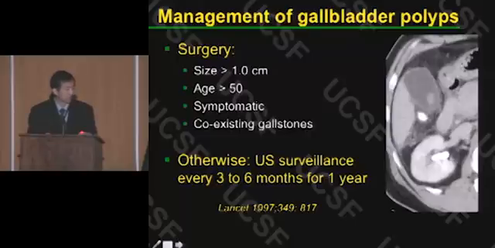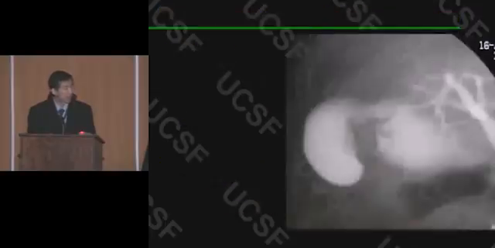But otherwise, ultrasound surveillance is reasonable for gallbladder polyps and doesn't require cholecystectomy. What do you think about this case? Sometimes people will show you an exam that you're not really familiar with looking at, but you know the radiology features. This is a gallbladder with a fungating irregular mass.